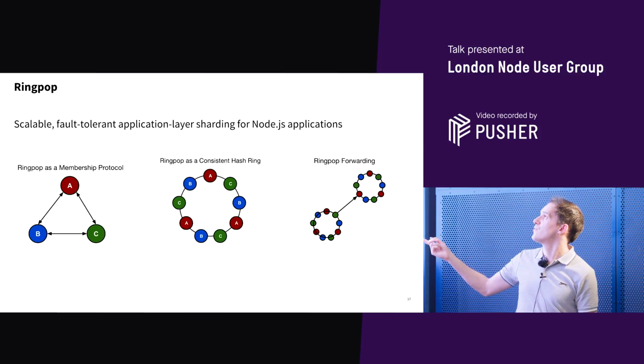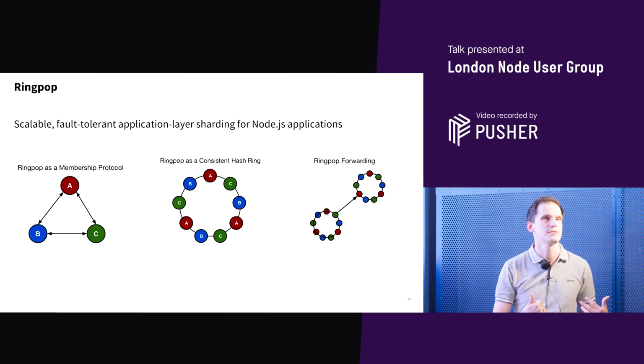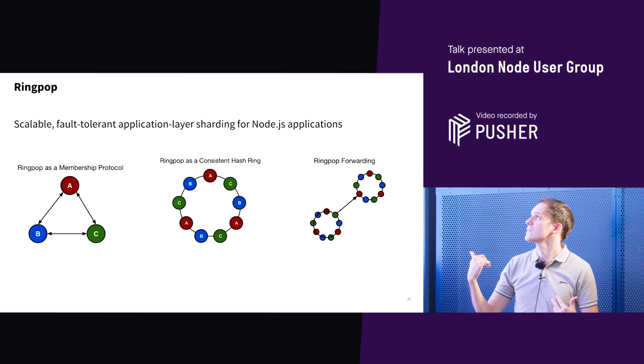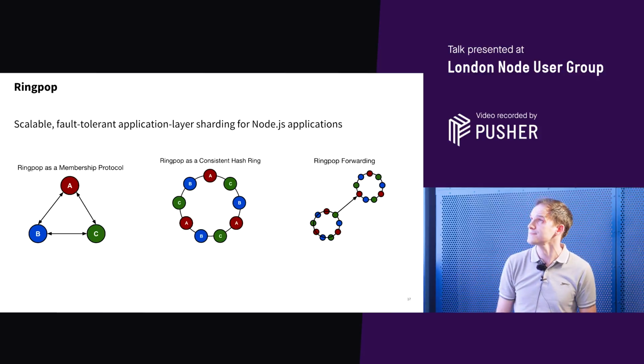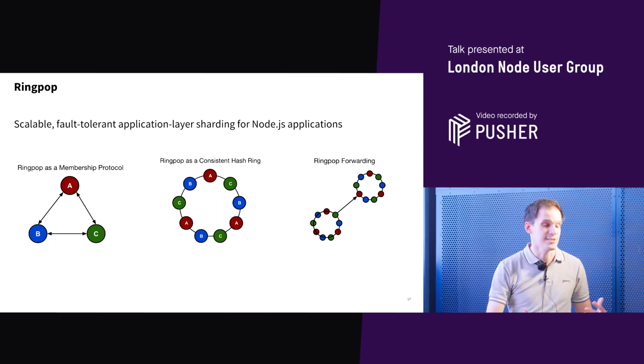And then finally, there's the forwarding. So if a RingPop instance receives a request and the ID of that request doesn't hash to that node, then it will be forwarded to another node. So the resource manager basically takes advantage of these things to be able to do what it needs to do.